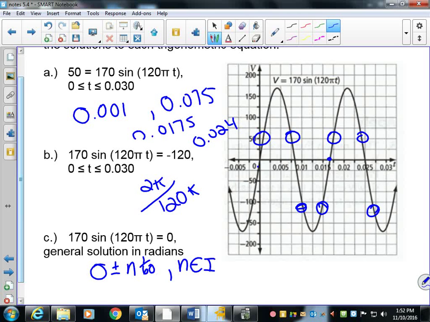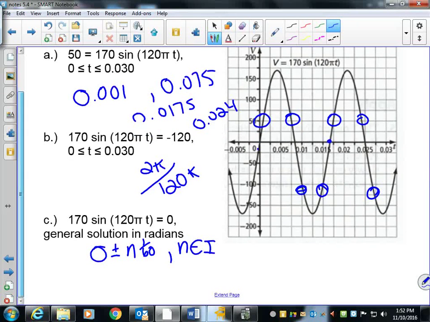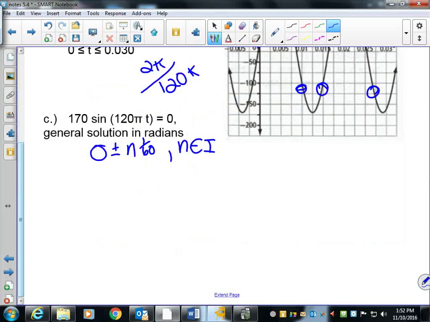I would almost put the 1/60 in front of the n, right? And then we would need this second number. Where is it hitting right here? Well, that's half of 1/60th. What's half of 1/60th? 1/20th, right? So you can actually come up with those numbers quite easily.